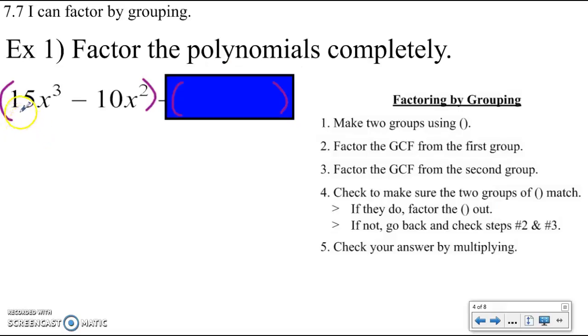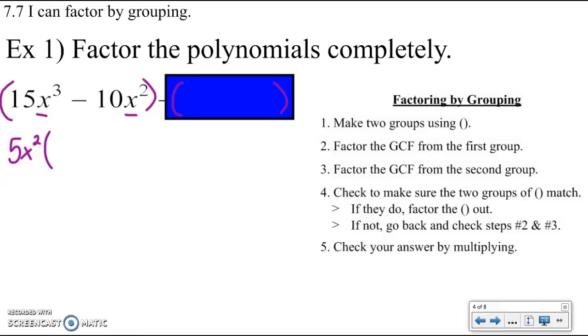So if I look at my first group, I have a 15 and a 10. I know that I can divide both of those by 5. They also both have x's. So remember from yesterday that we're going to take the smallest exponent out of the ones that are in common. So I'm going to take out 5x squared.